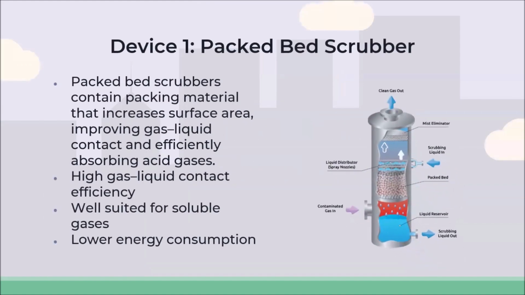First, we have the packed bed scrubbers. These scrubbers are well suited for removing soluble gases like SO2 and HCl. The inside of the scrubber is filled with packing material that creates a large surface area. This enhances gas to liquid contact and makes them very effective for absorbing acidic gases. Packed beds are energy efficient and perform well under steady conditions. However, they are more prone to fouling or clogging when particulate concentrations are high, and they can also be more complex to maintain.